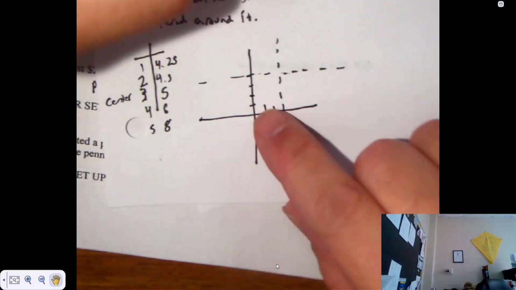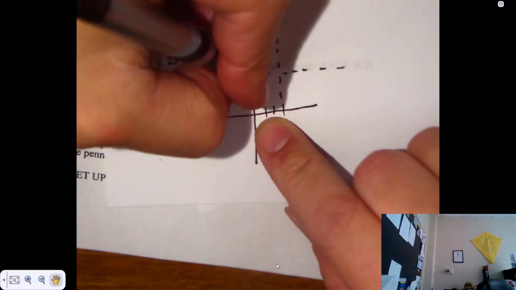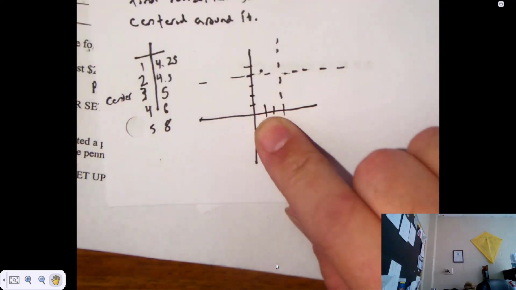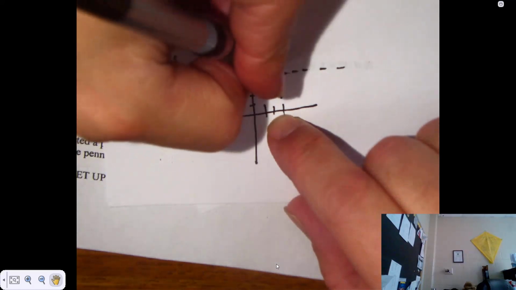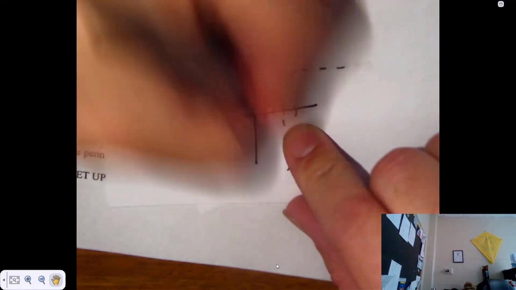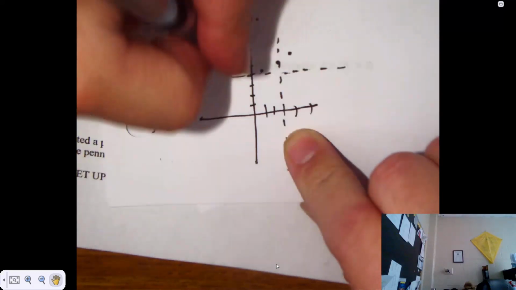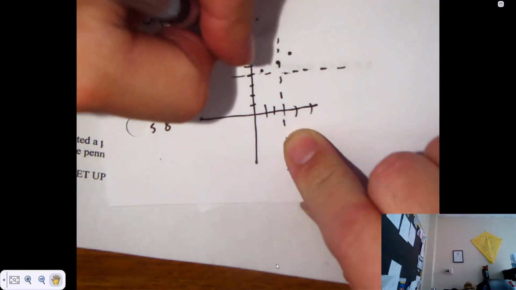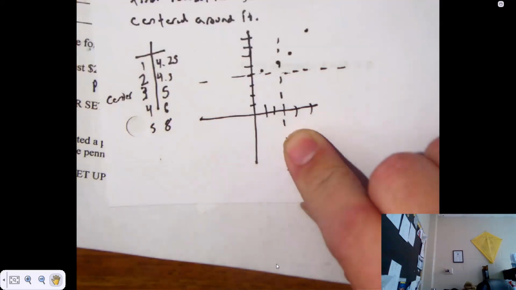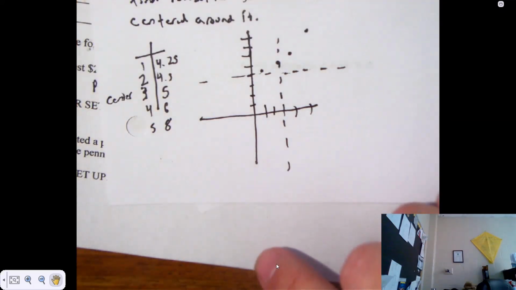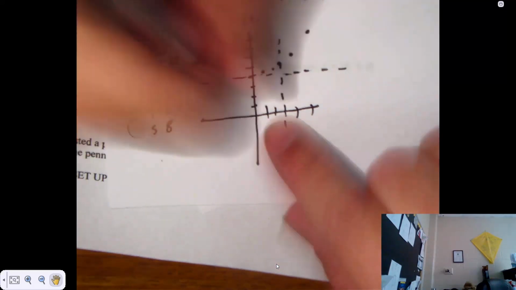So to the right 1, up 4.25. To the right 3, up 5. To the right 4, up 6. To the right 5, up 8. I forgot about 2, didn't I? About right there.